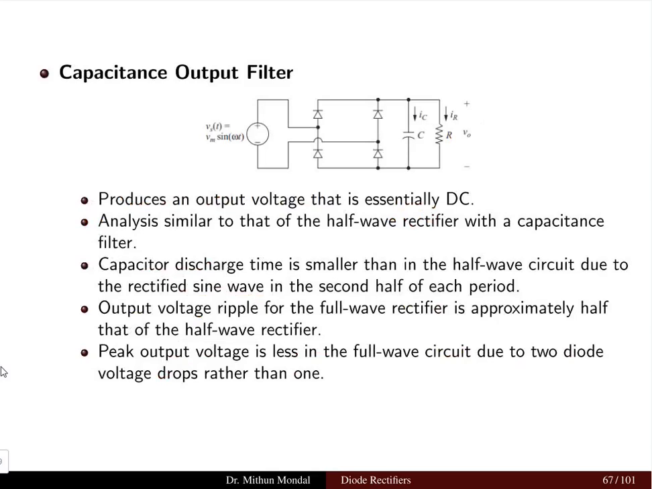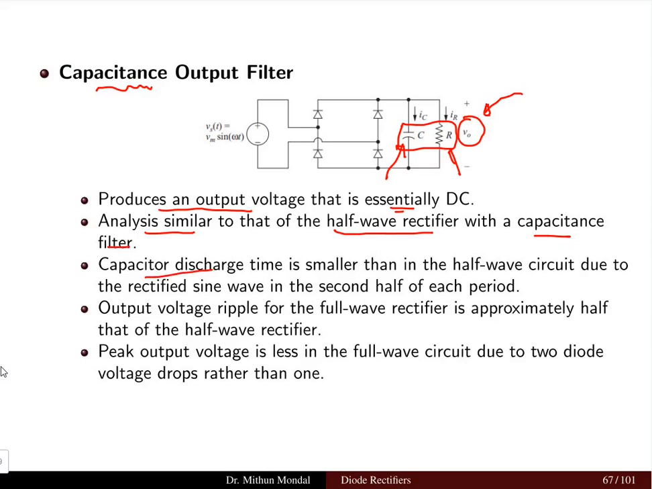In the single phase half-wave rectifier, we have seen the importance of the capacitor filter. We will again discuss this in the full-wave circuit. Here you have an RC combination as a part of the load, where the capacitor acts as the filter and R acts as the load. So it produces an output voltage that is essentially DC, a much better format as pure DC, where ripples will not be present. The analysis is similar to what we discussed for the half-wave rectifier with a capacitor filter.